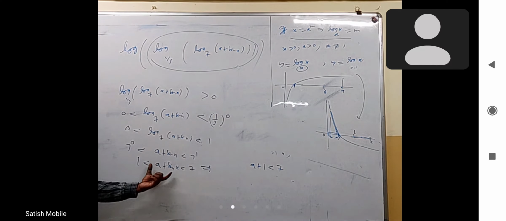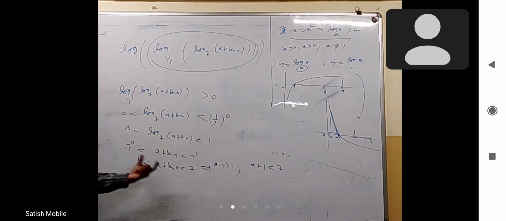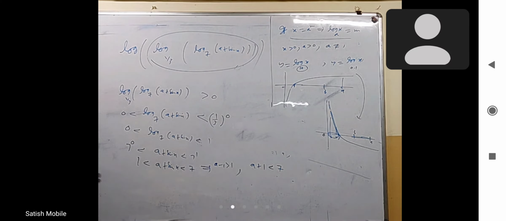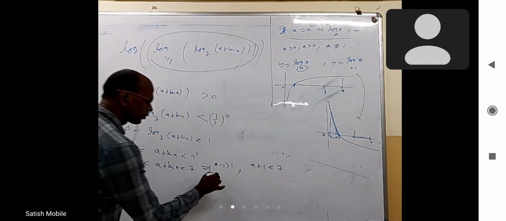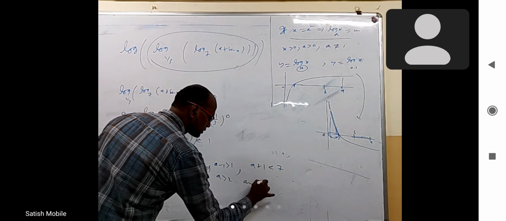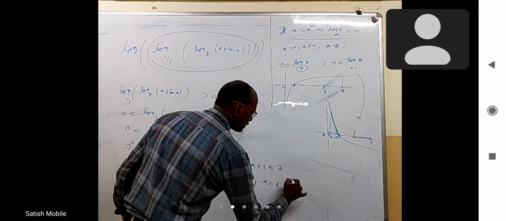What is the least value of a plus sin x? A minus 1. That should be more than 1. If this value has to lie between these, the greatest value should be less than this and the least value should be more than this, then they will lie between them. So we will get a greater than 2 and a less than 6. So a should belong to the open interval 2 to 6.